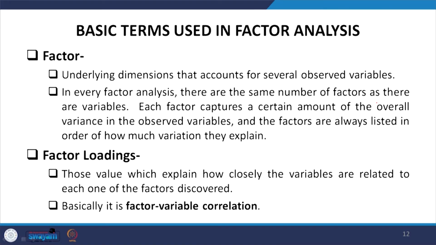So, what do you mean by factor? The underlying dimensions that account for several observed variables are called factors. Okay. In every factor analysis there are the same number of factors as there are variables. Each factor captures a certain amount of the overall variance in the observed variables. So, we have already discussed that, and the factors are always listed in order of how much variation they actually accounted for.